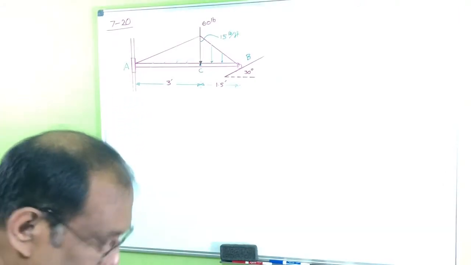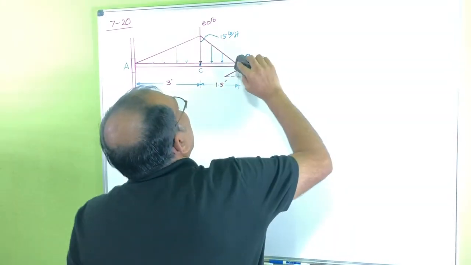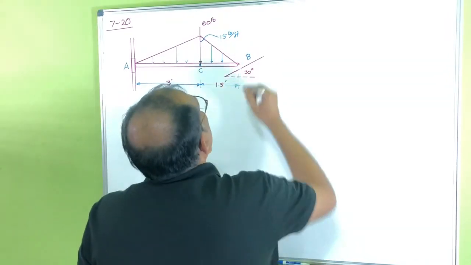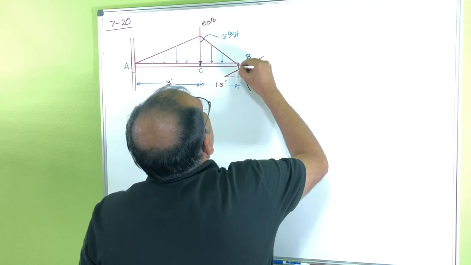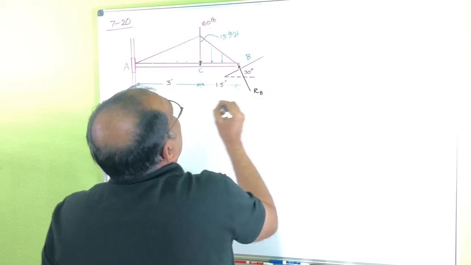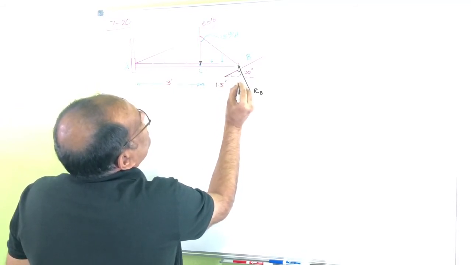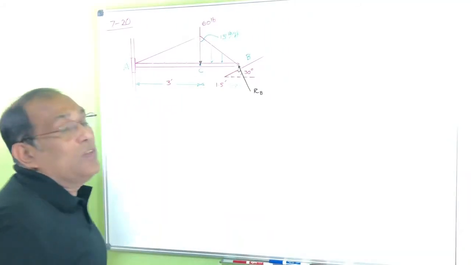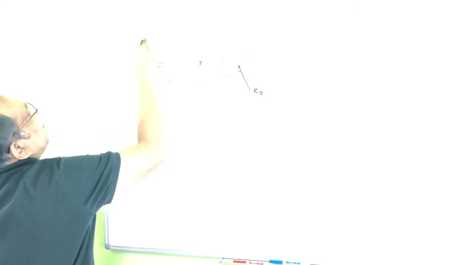Okay, now let's try to find out the reaction at points A and B. Let's say here, I show a normal force in this plane, which is R at B. You can see from here that this is 30 degrees and this is 90 degrees, so this one is making 60 degrees with the horizontal, or 30 degrees with the vertical.